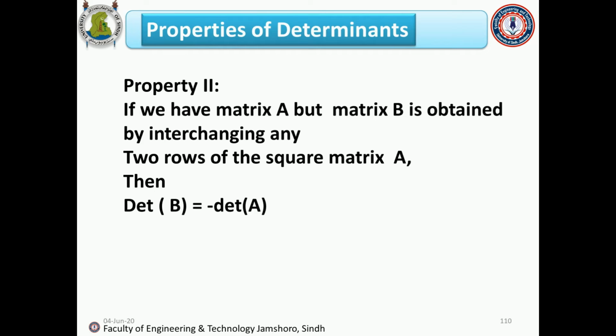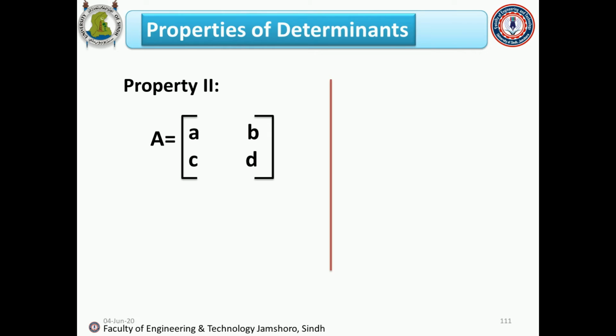If you observe that both are the same, this property has been proved. Property number 2 says that if we have a matrix A, and matrix B is obtained by interchanging any two rows of a square matrix A, then the determinant of matrix B is equal to the negative of the determinant of matrix A. So this is matrix A, and this is matrix B, but we cannot find its elements just because it is obtained from this matrix.